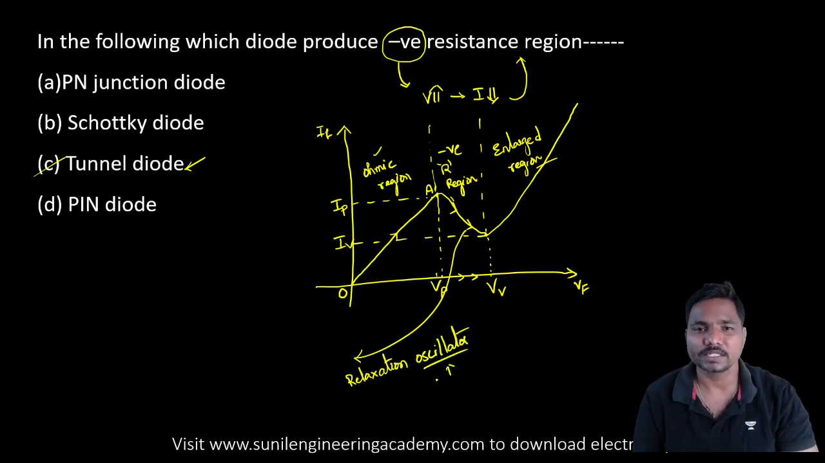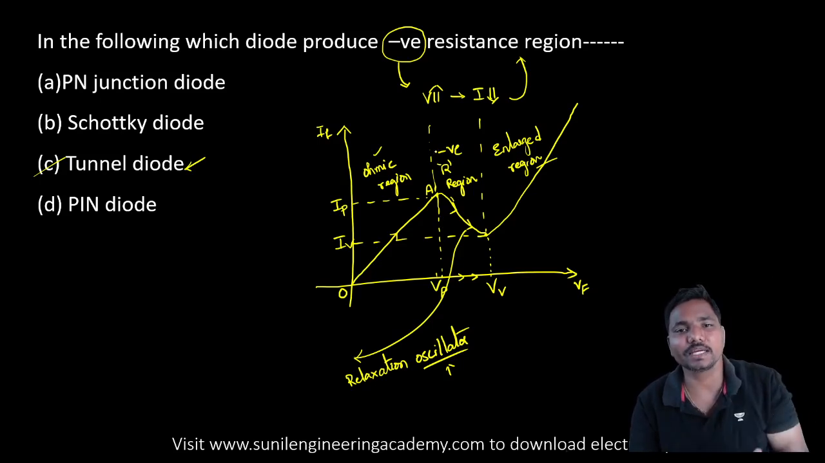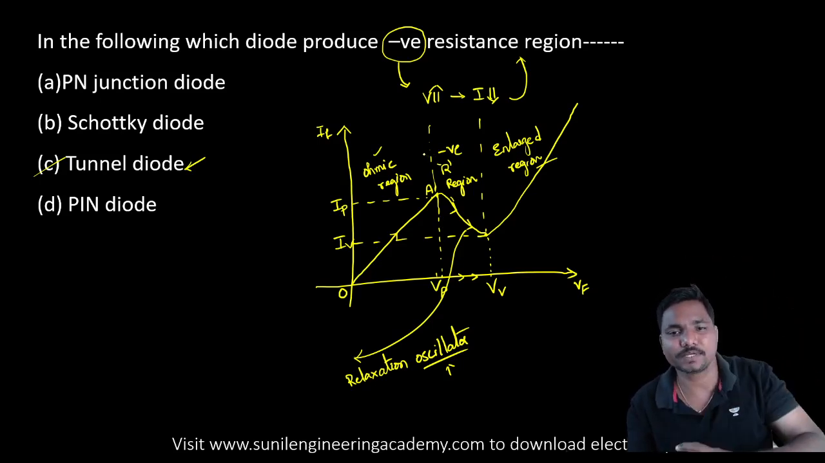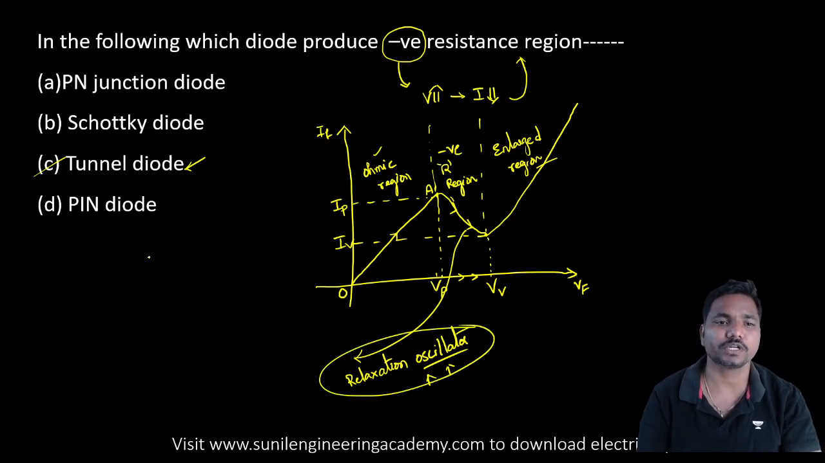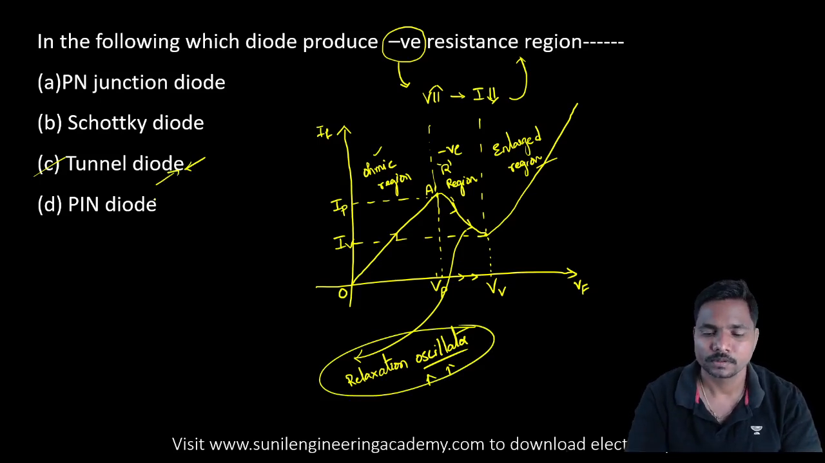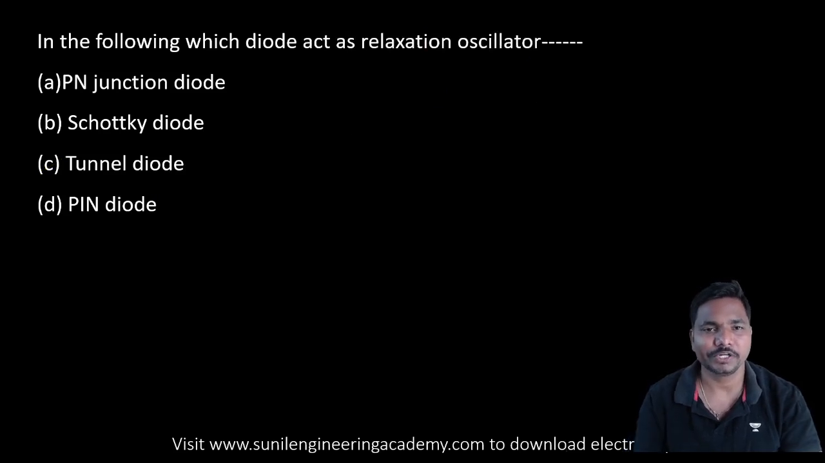Here, what is happening? Resistance is negative, meaning instead of absorbing, it is delivering. So it can act as the relaxation oscillator. That is a very important feature of this tunnel diode. Which of the following diodes acts as a relaxation oscillator? Just now I have given: relaxation oscillator, tunnel diode.